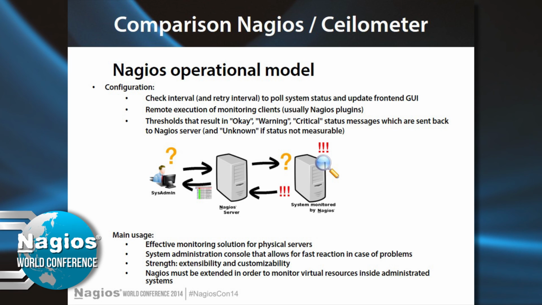It allows for fast reaction, and the strength of Nagios is its extensibility and customizability. In order to monitor virtual resources, Nagios must be extended too, because if you start a new VM or terminate it, Nagios must change its configuration. It must know that this host exists there, or that this host doesn't exist anymore.